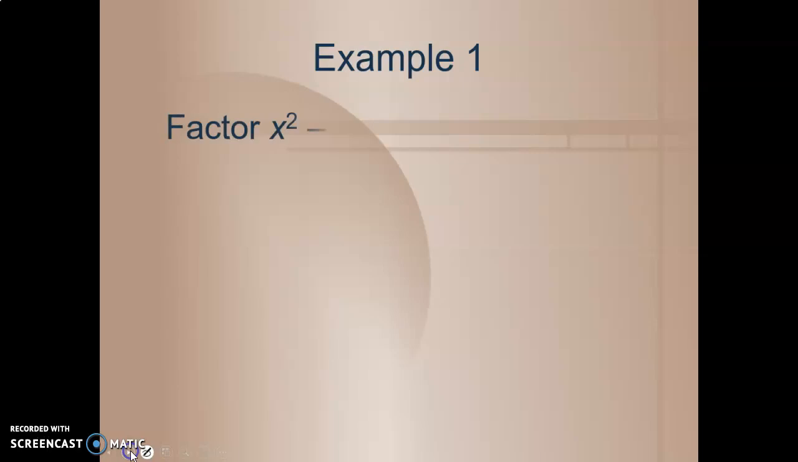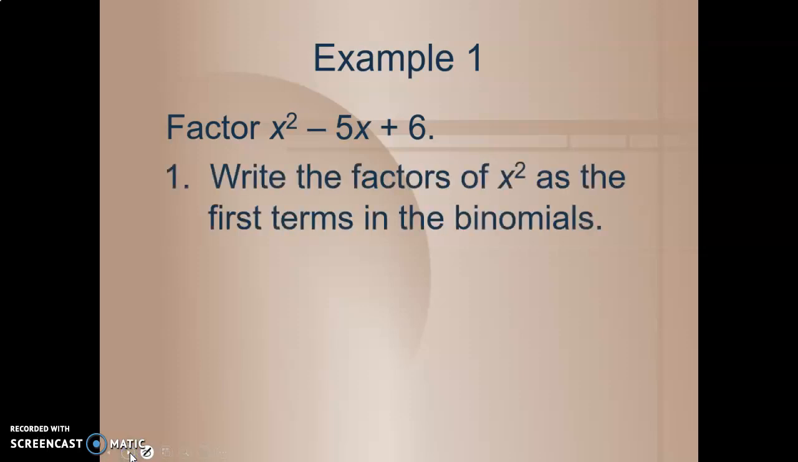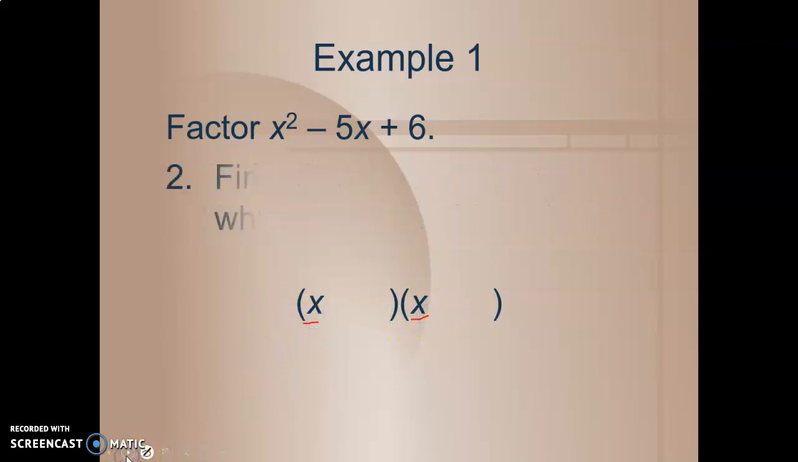So here's an example for you. Let's factor x squared minus 5x plus 6. The first thing that we want to do is write the factors of x squared as the first terms in the binomials. So we're going to put our parentheses for our binomials and write the factors of x squared, which are x and x, as the first terms.